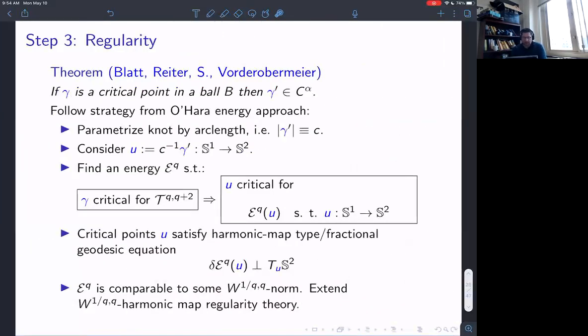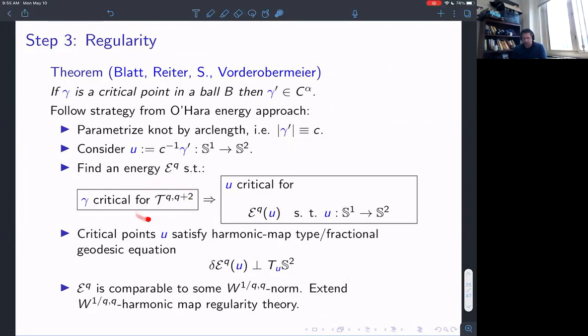All right, but now we know minimizers make some sense. Outside of the finite set, they converge to something which satisfies some equation. So we can do regularity theory and nothing really changes. The computations are a bit different, but the strategy is exactly the same. We choose a parameterization, arc length, it's 1D, that's arc length, that's always a good idea.